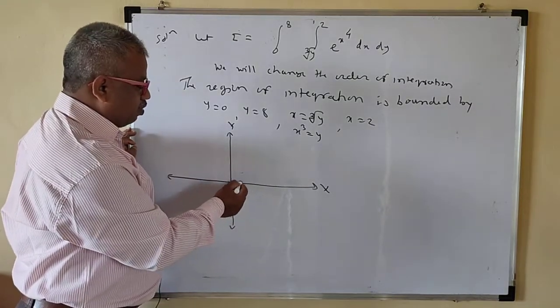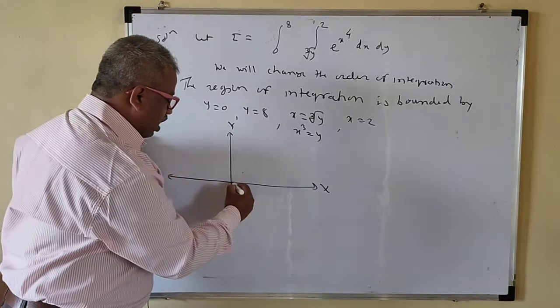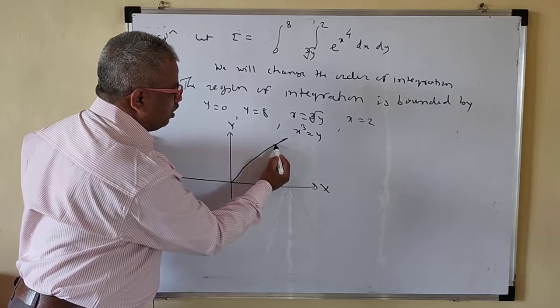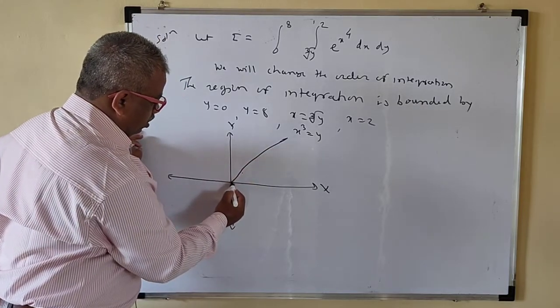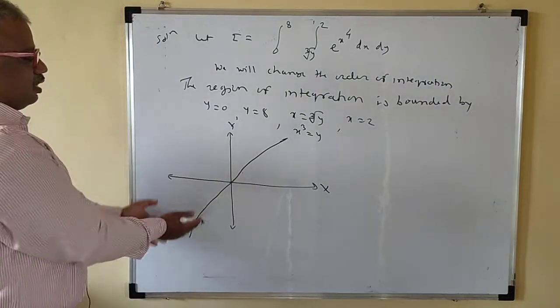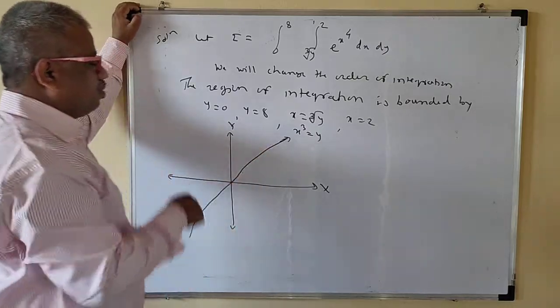If you put x is equal to 2, the graph is increasing now. So your graph is just like this, just like a parabola, and then here the graph is like this. We are not interested in this part now. Now, this is your x cube is equal to y.